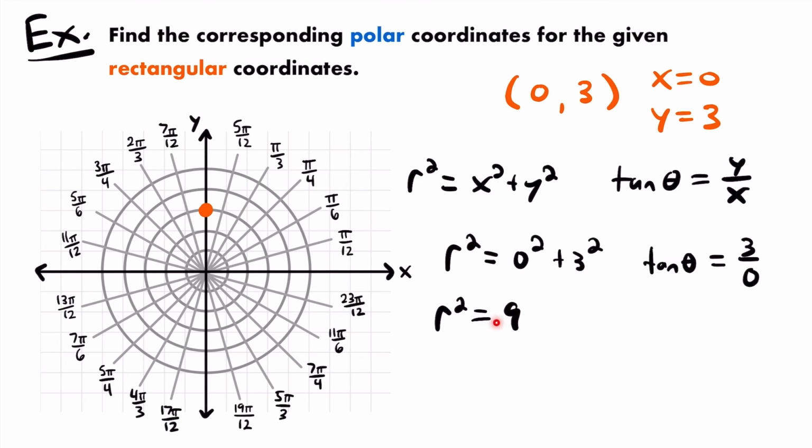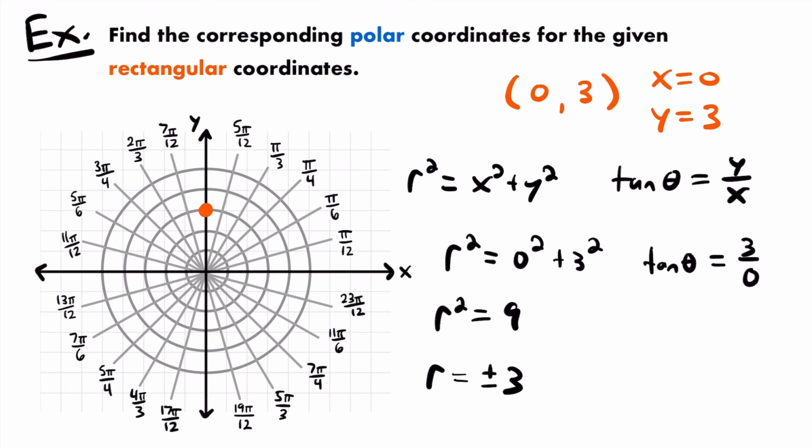And then if we take the square root of both sides, we'll find that r is equal to plus or minus 3. 3 and negative 3 are both the square root of 9. All right, so that's r. Now let's work on theta. We have tangent theta is equal to 3 divided by 0. But we can't divide by 0, so how can we solve for theta in this equation? Right? 3 divided by 0 will be an undefined value.